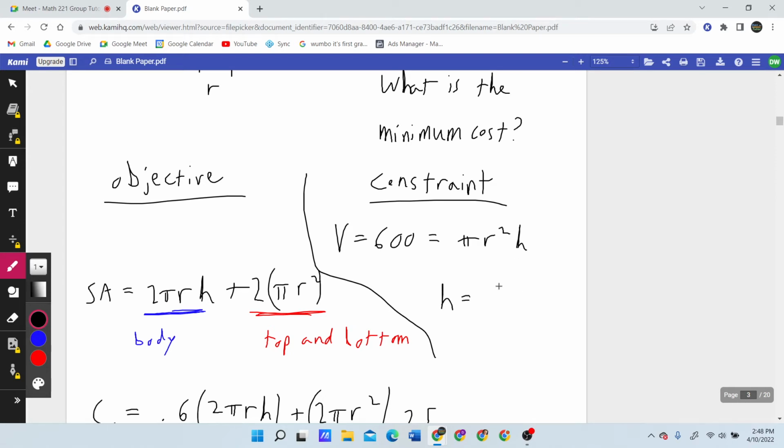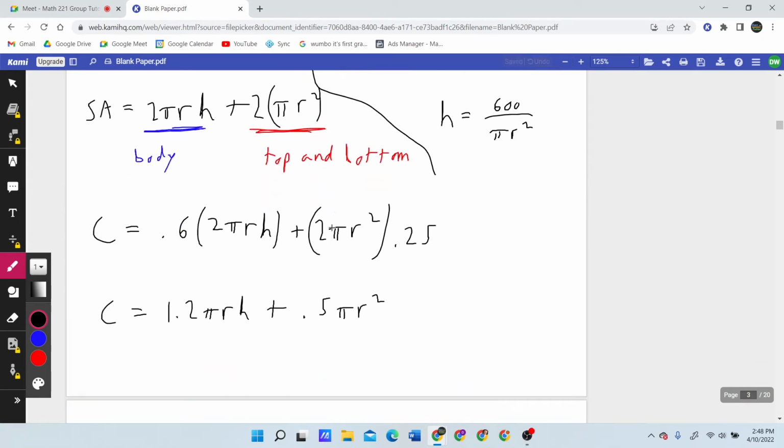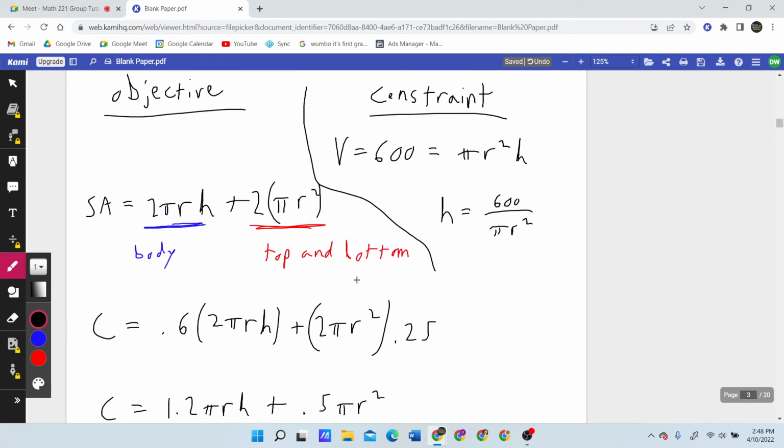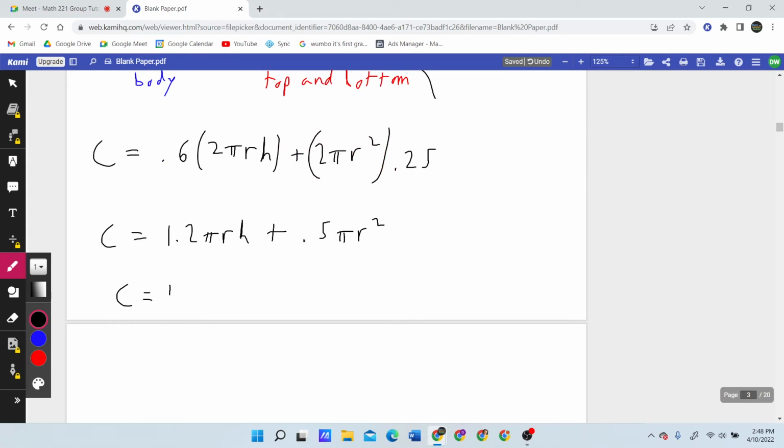H is equal to 600 divided by pi r squared. It means I don't have to take the square root of both sides, so that's nice. So height equals 600 over pi r squared. I can now plug that into my equation for h right here. It's 600 over pi r squared. So I'm going to say cost equals, well, I guess I'll just write it out like this first. 1.2 times pi times r times the quantity 600 divided by pi r squared. And then plus 0.5 pi r squared.